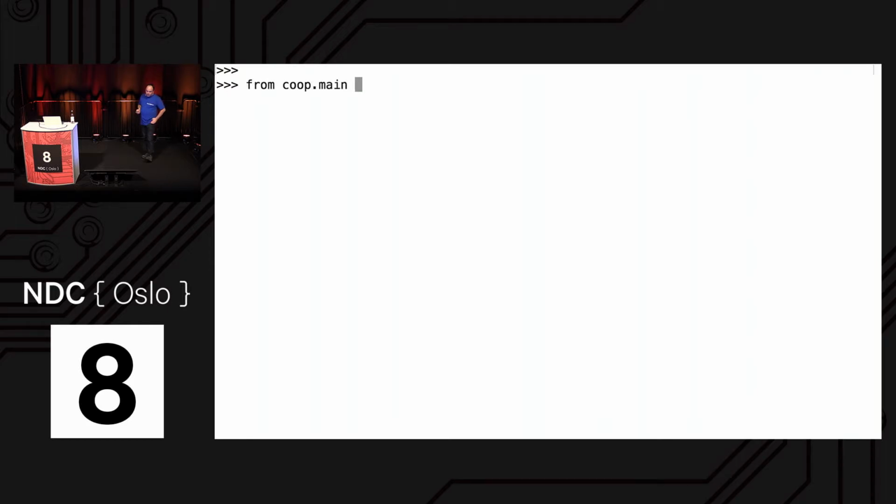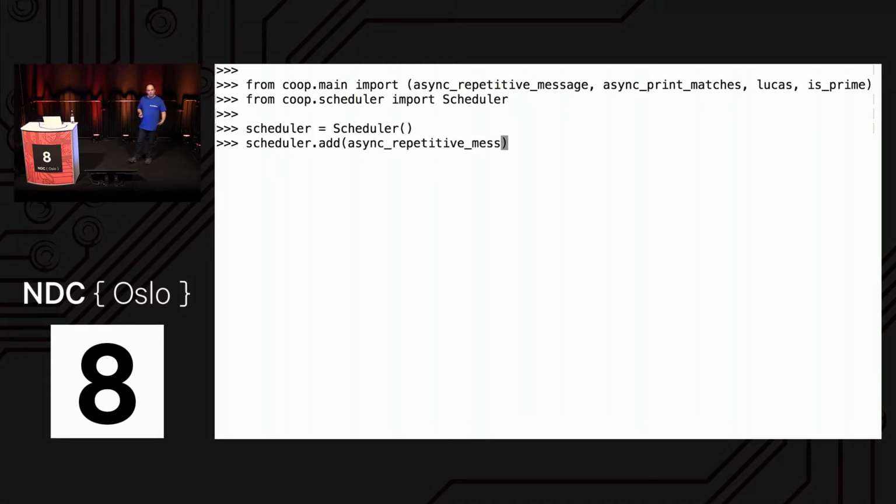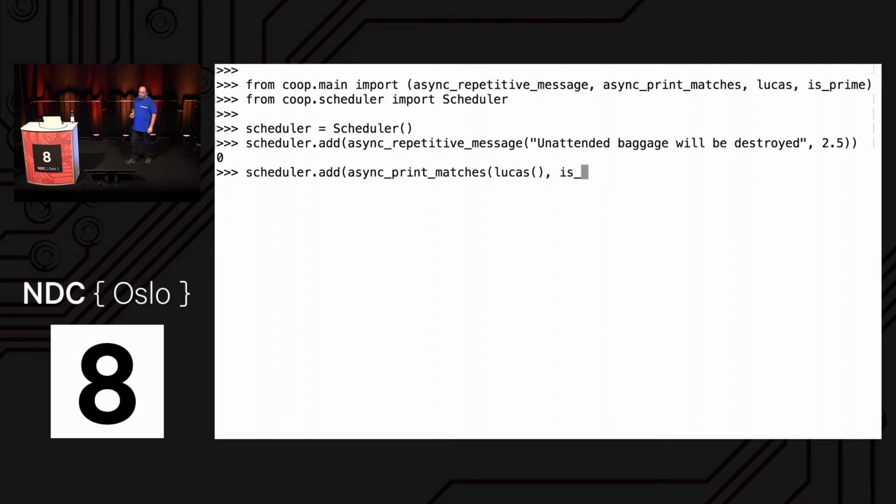So let's plug these things into our little scheduler here. I'm going to import my repetitive message coroutine, my print matches coroutine, my Lucas numbers generator, and my primality tester. Instantiate the scheduler. We'll schedule the repetitive message. I spend far too long in airports, so this is kind of imprinted in my mind. And we'll do the Lucas numbers search. And then we'll run to completion.